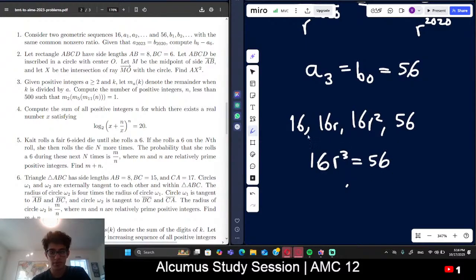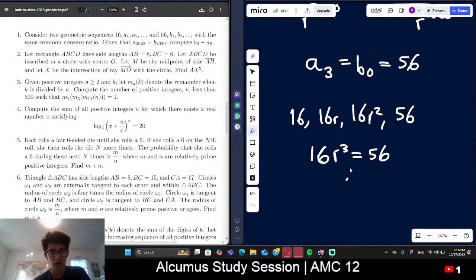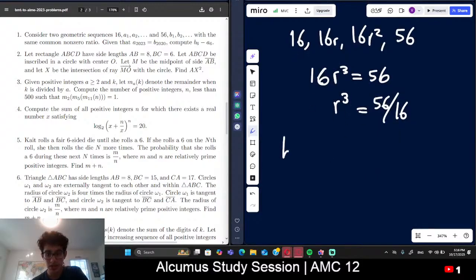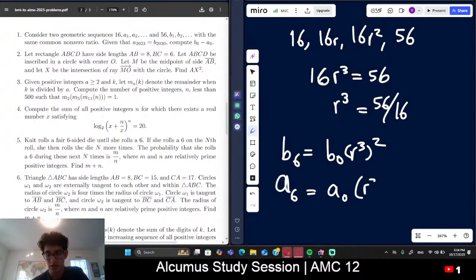What do we do from here? Well, what are we asked for, right? I mean, we can find r, but it's not going to be very pretty. What they're asking for is b sub 6. So we can find r cubed, right? That's probably still useful to do. This is 56 over 16. But b sub 6 is nothing but b sub 0 times r cubed squared. And similarly, a sub 6 is nothing but a sub 0 times r cubed squared.